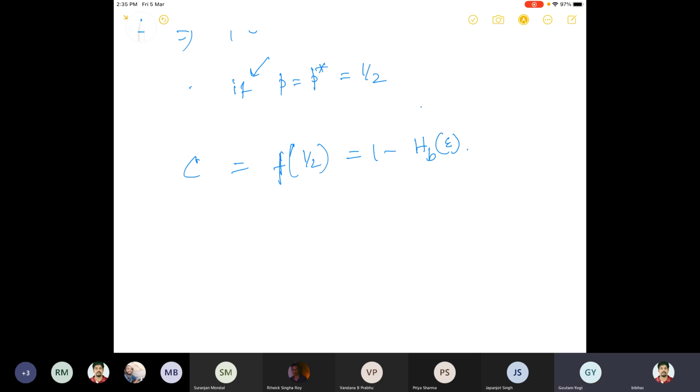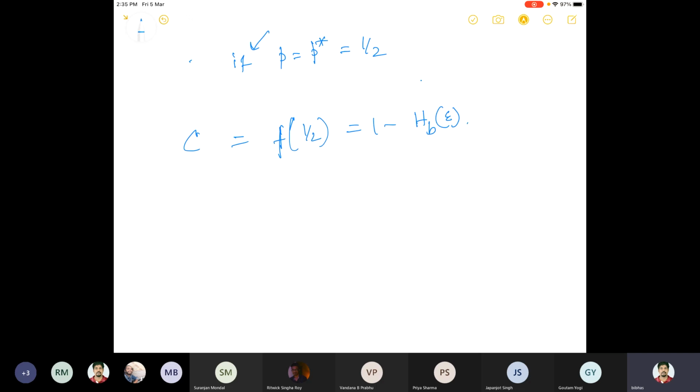Sir, can we use a uniform distribution which directly gives the maximum value? Yeah, I'm telling you that. So you can use some common sense. What is the common sense? Now I'll tell you. This is a straightforward way of doing it.